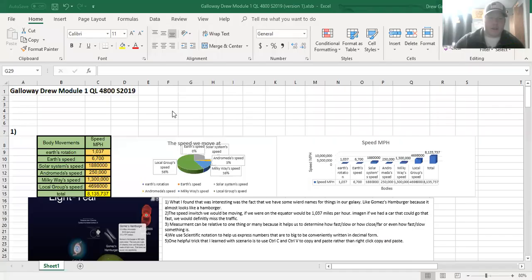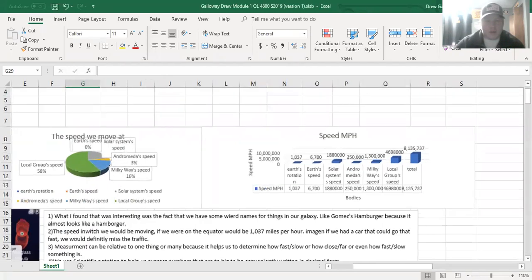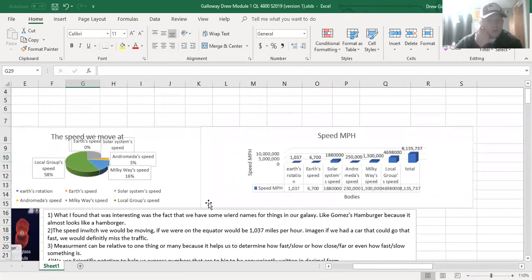Okay, let me share my screen with you. There you go. All right, now you're looking at it. With the first one, we have the speed in which we move, and I've labeled it right here if you can see. I'll zoom it up a little bit. All right, the speed in which we move.